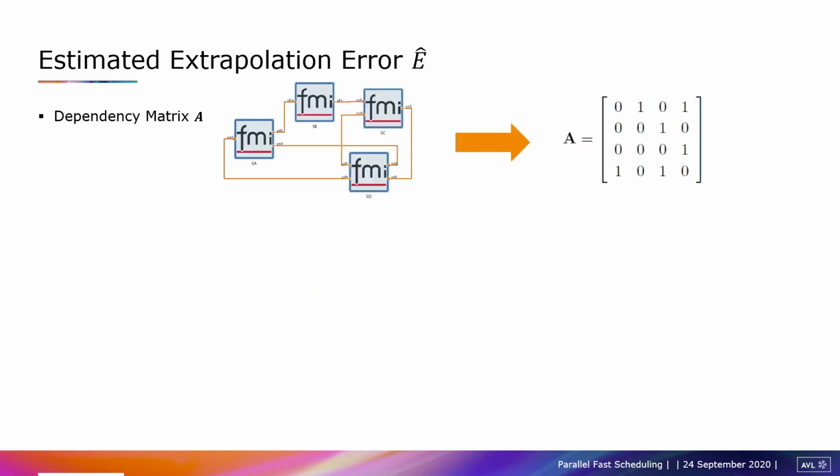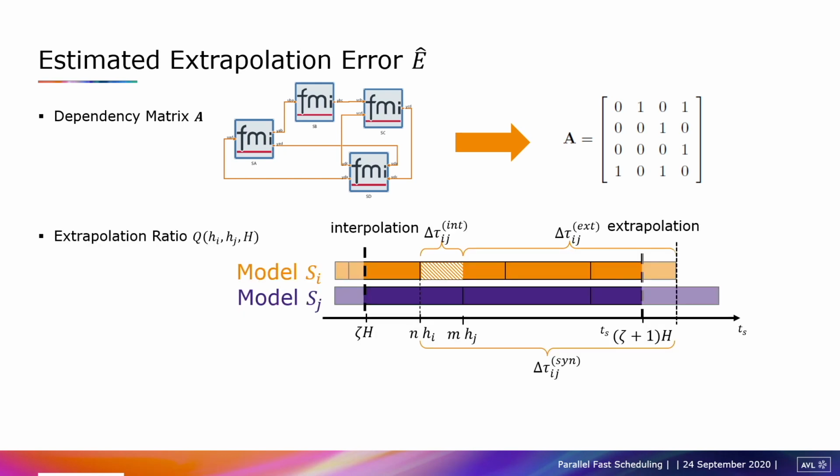Based on our topology of the co-simulation, we can derive the so-called dependency matrix, which describes the dependencies between the several submodels. It includes the number of connections from one submodel to another, but it does not include the information about the step sizes and the scheduling. Therefore, let's consider the impact of the synchronization.